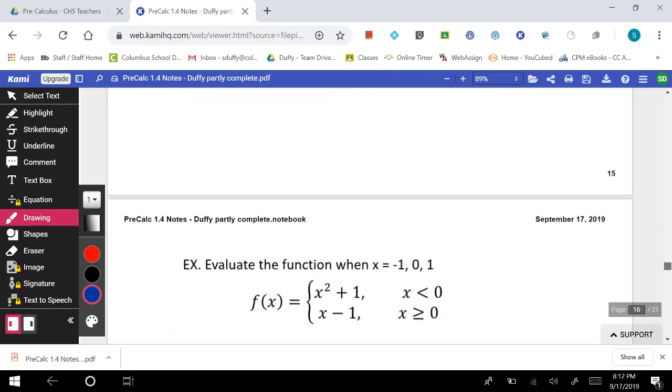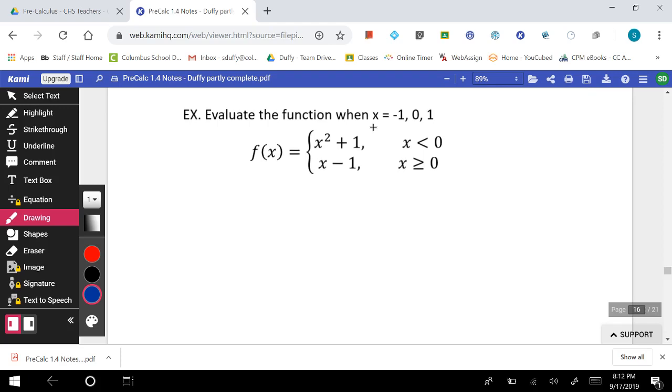Okay, so the first part is just evaluate. I was looking for the graphs. So evaluate the function when x equals -1, 0, and 1.